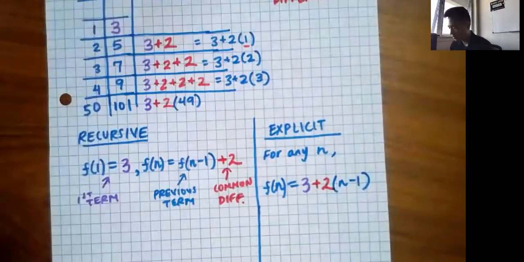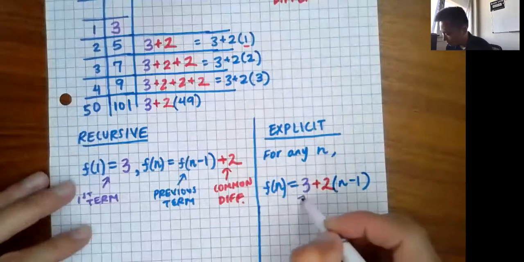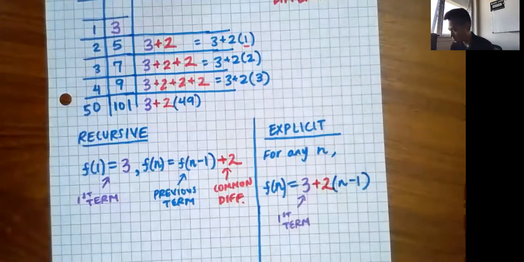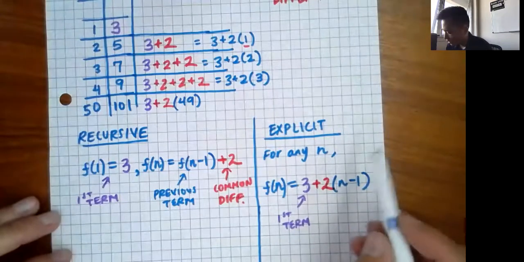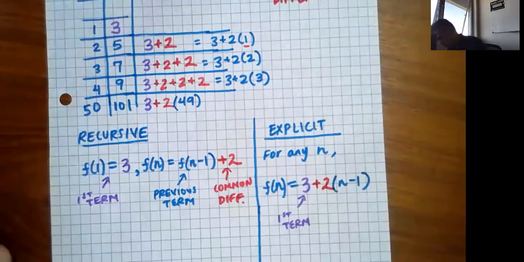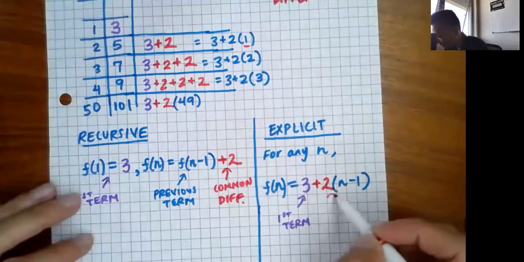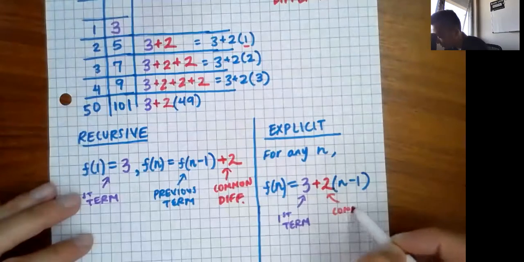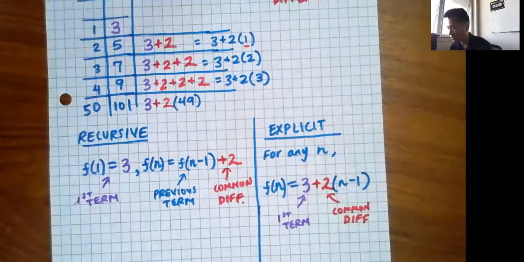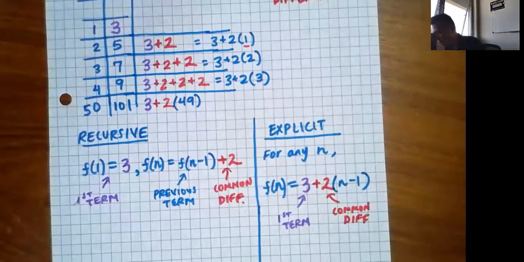Let's annotate. We have the first term and 2 is the common difference. And we add the common difference n minus 1 times, whatever term number it is. Let me show you 2 examples of this real quick.